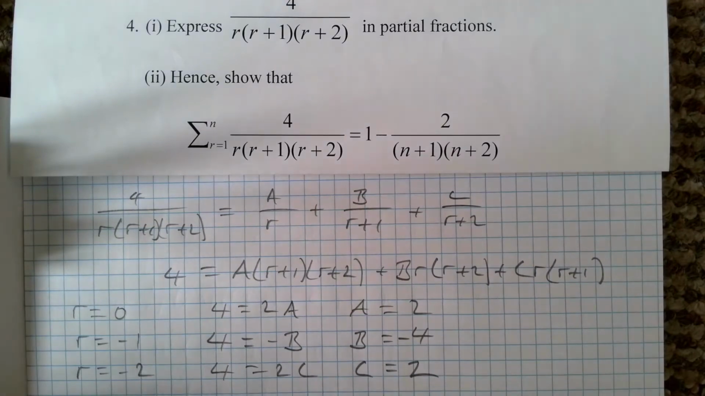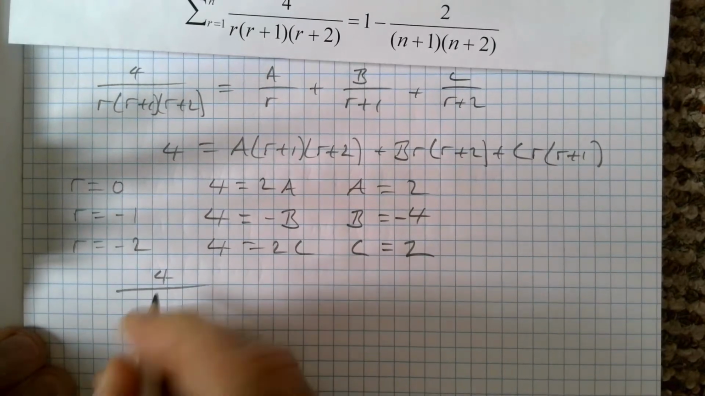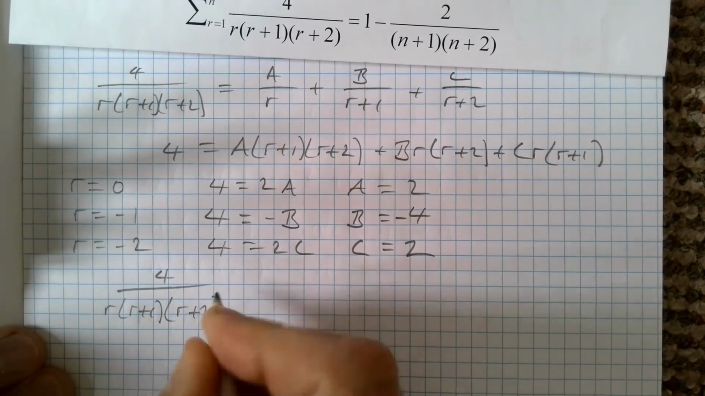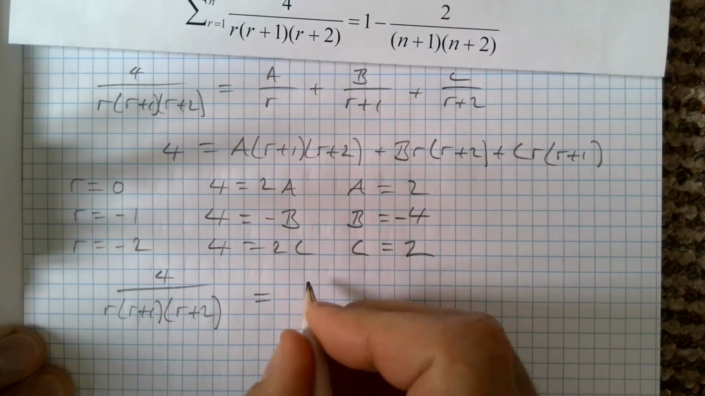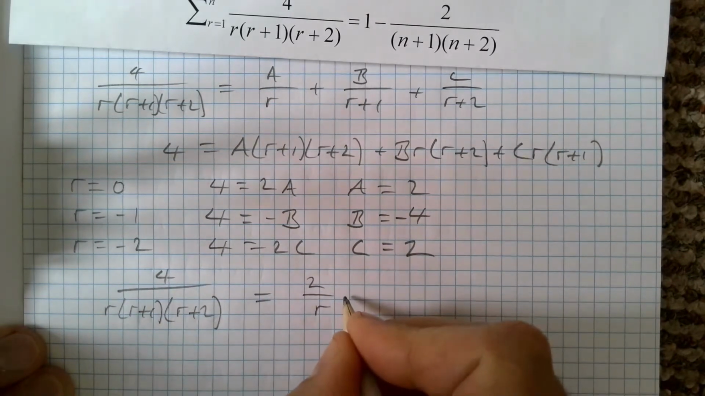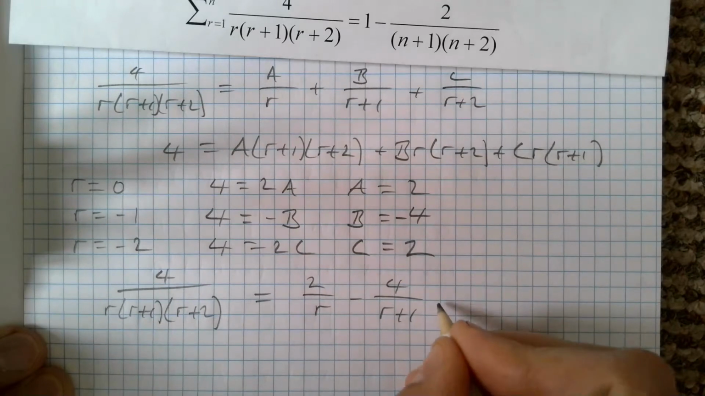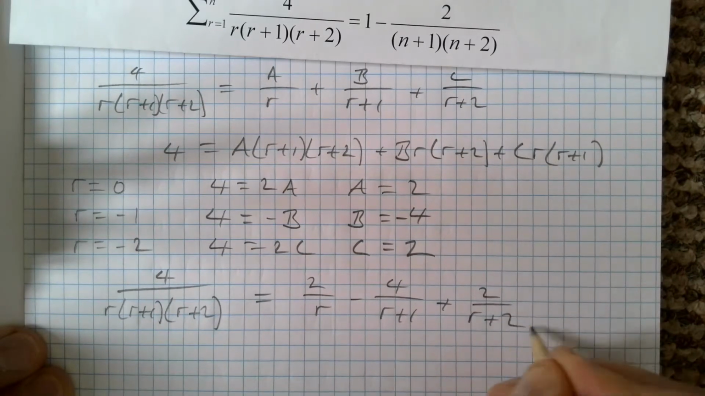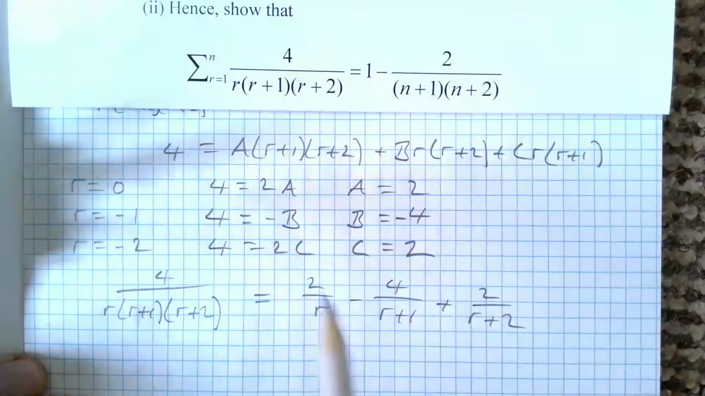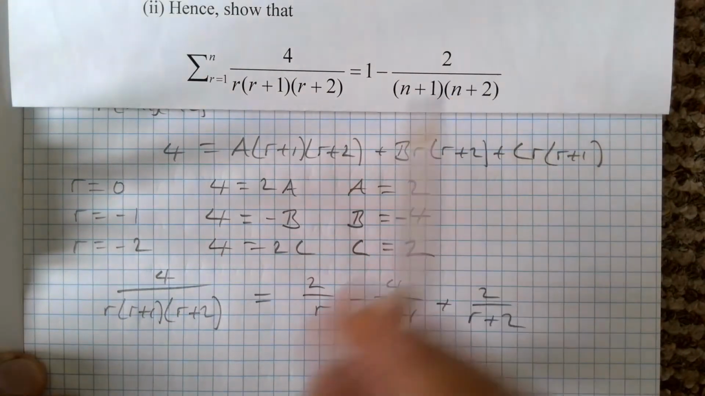That means I can rewrite my original question. Let's move us up a wee bit and see where we are. So my question was express this in partial fractions. We can rewrite that then as 2 over r minus 4 over r plus 1 plus 2 over r plus 2. Okie dokie. It then says, hence show that the sum between 1 and n of this is equal to this. Goodness. So let's take a wee look then.